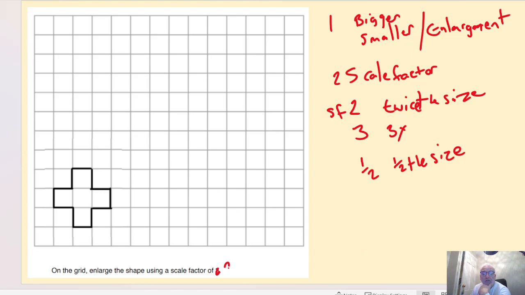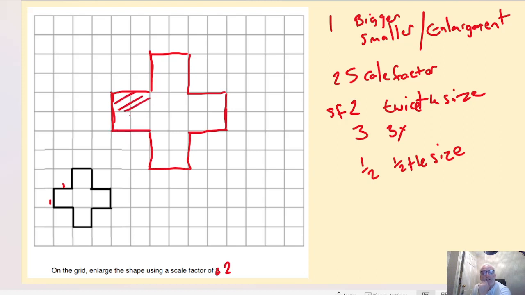Okay, so let's see how you got on. We're going to do a scale factor of 2 this time. Remember, I've got 1 by 1, so my scale factor is going to give me 2 by 2. 2 by 2. 2 by 2. And the bottom square, 2 by 2. And then just match up where I started.